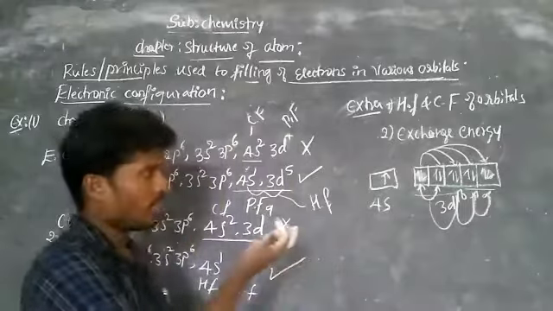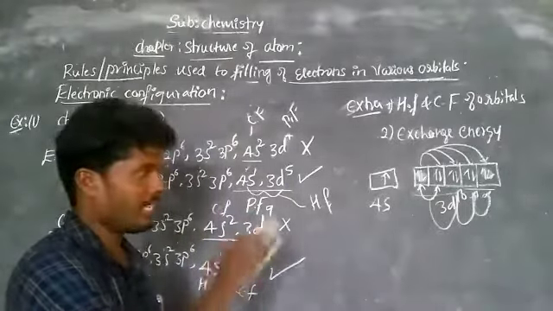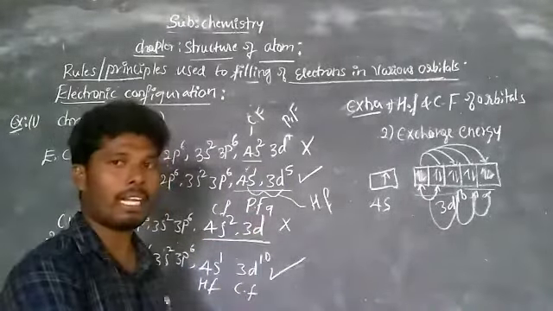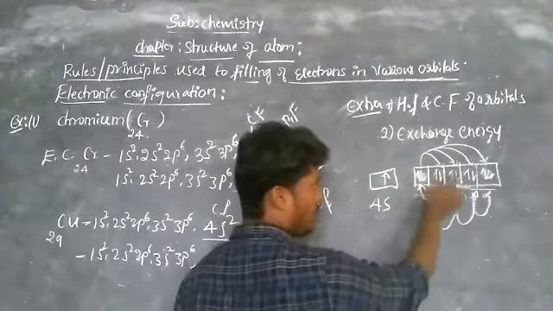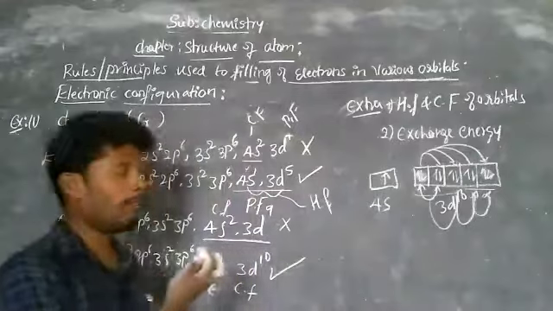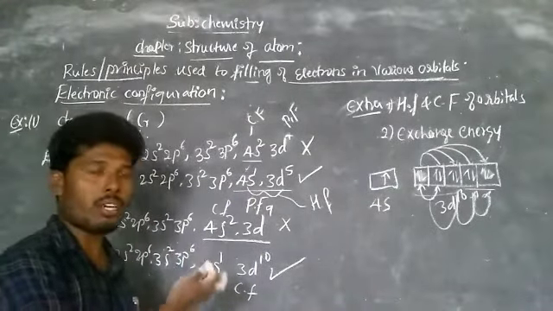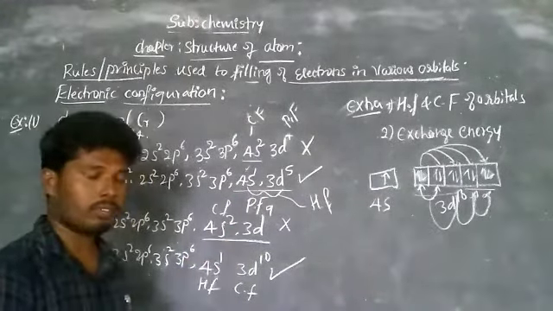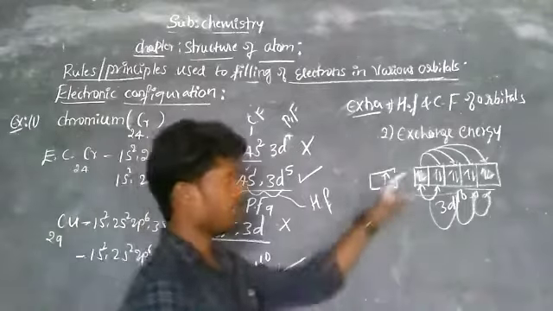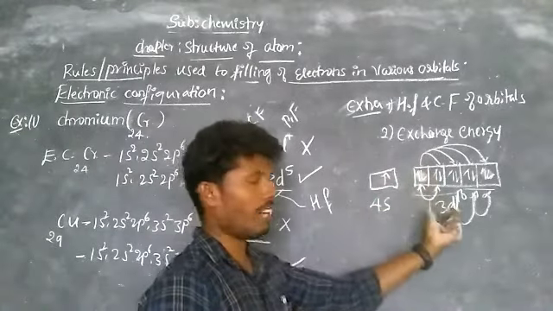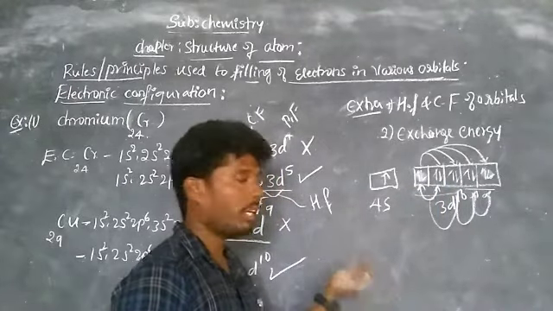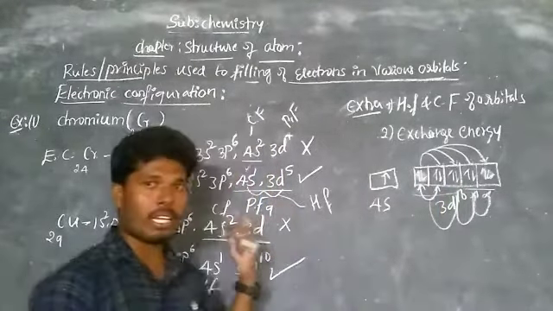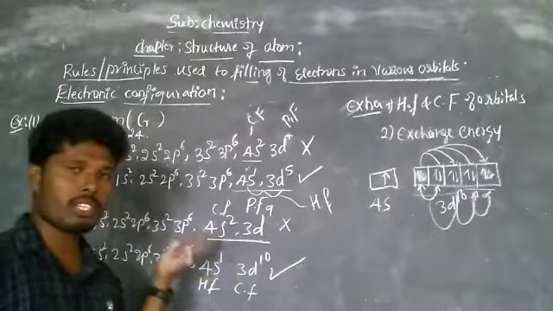Now the filling of electrons remains the same. We are unable to identify. Similarly, if these 2 are exchanged here, or these two, we cannot identify where the electrons are exchanged. When the electrons are exchanged between the orbitals, some energy is released. That leads to the stability of orbitals. When energy is lost, it becomes stable.